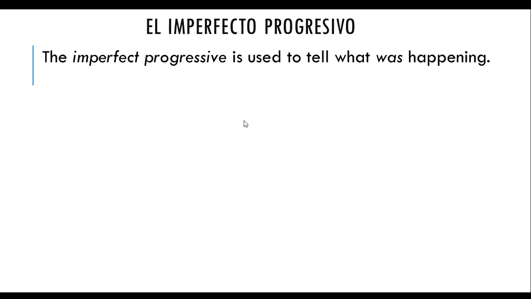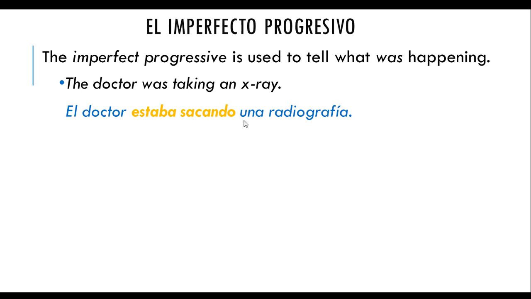What's going to be new now is the imperfect progressive. And it's used to tell what was happening. So in English, the doctor was taking an x-ray, right? So the present progressive would be the doctor is taking an x-ray. This is imperfect progressive, something that was happening, right? In the past. The doctor was taking an x-ray. So in Spanish, this would be el doctor estaba sacando una radiografía.